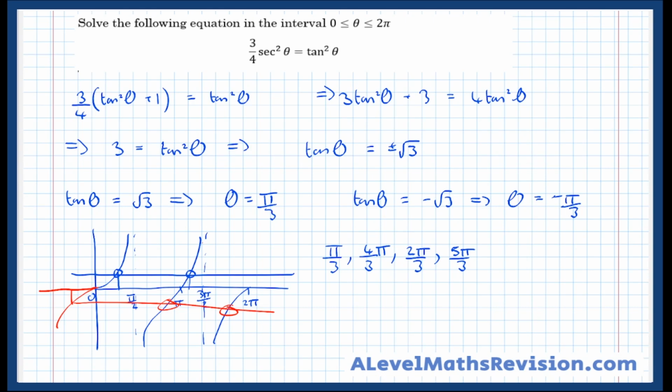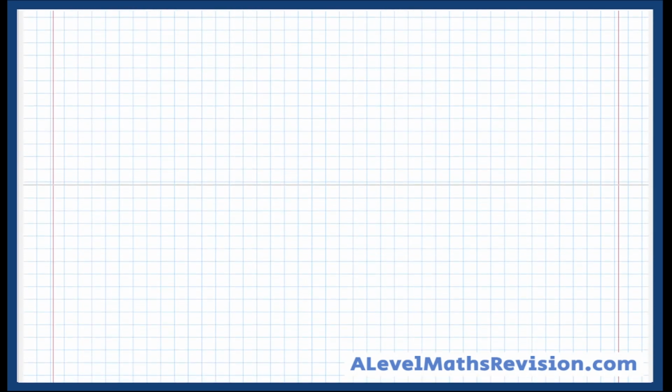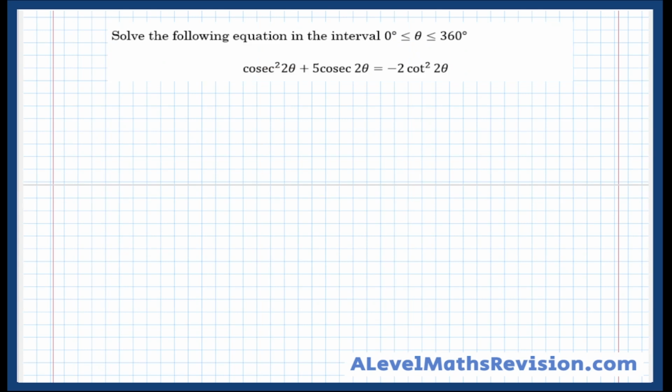So let's have a go at another. So here's another question here. So solve the following equation in the interval 0 to 360 degrees. So we've got cosec squared 2 theta plus 5 cosec 2 theta equals minus cot squared 2 theta. So I can see clearly it's going to be the identity involving cosec and cot.